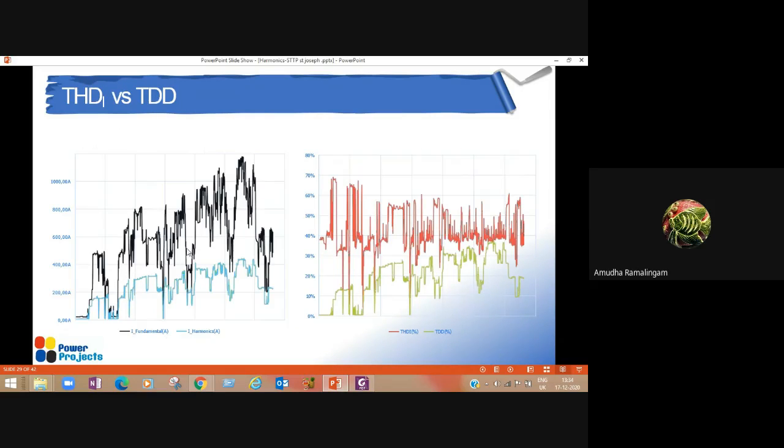So you can have a pictorial representation of THDI and TDD. The green one is the TDD, and the THDI is the red one. You can see that the THDI will generally be higher, whereas the TDD will sometimes be lower. So always we have to refer to the TDD only. That will give you the actual scenario of the system. Based on the load, the harmonics will vary, so we have to look at the TDD only.